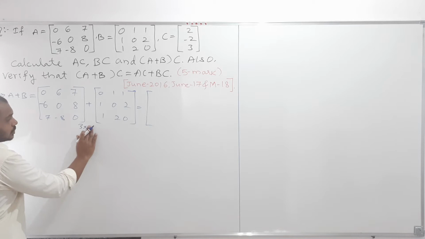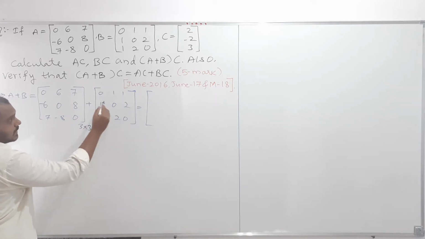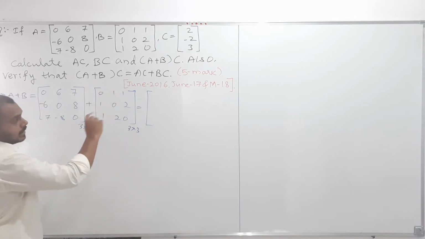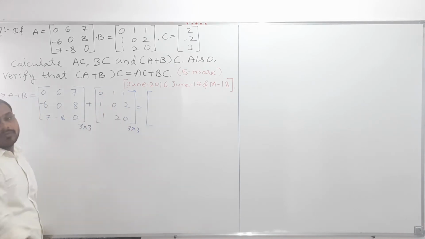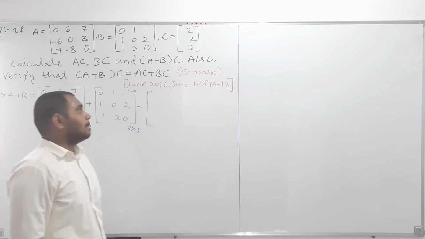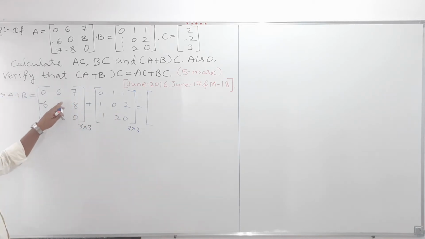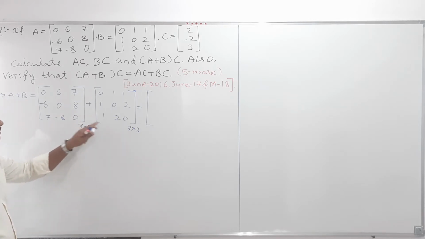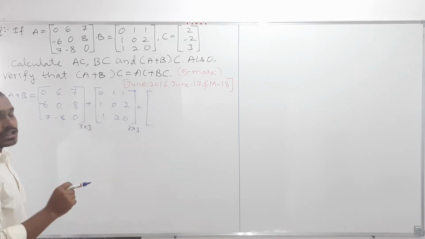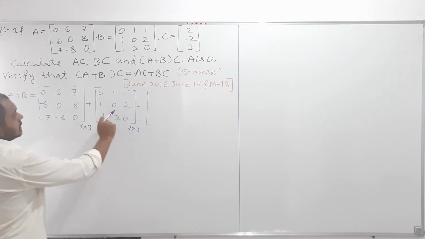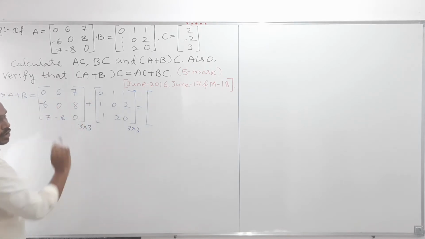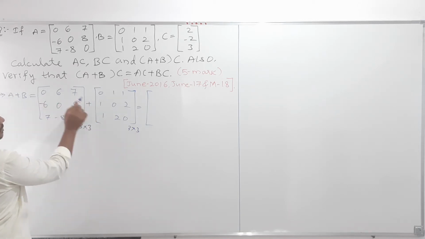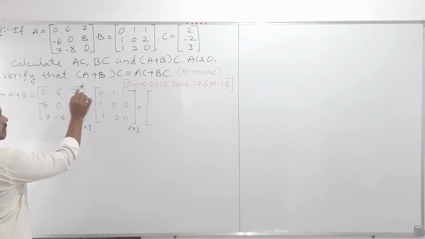Similarly, you should find the order of this matrix. The order of this matrix is also 3 cross 3. The number of rows by columns gives you the order of the matrix. Since these two matrices are of the same order, addition is possible, and addition is done by adding the corresponding elements. So my dear friends, 0 plus 0: for this element, the corresponding element is this one.